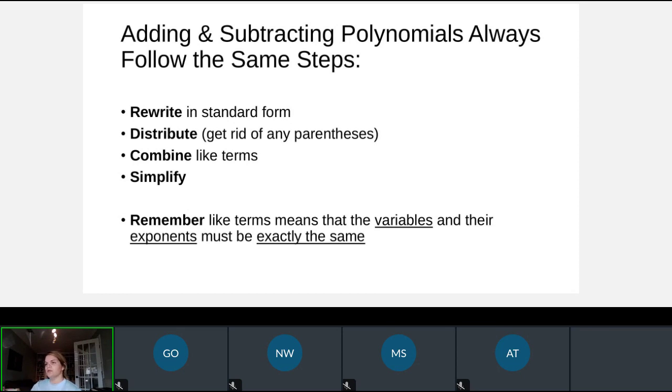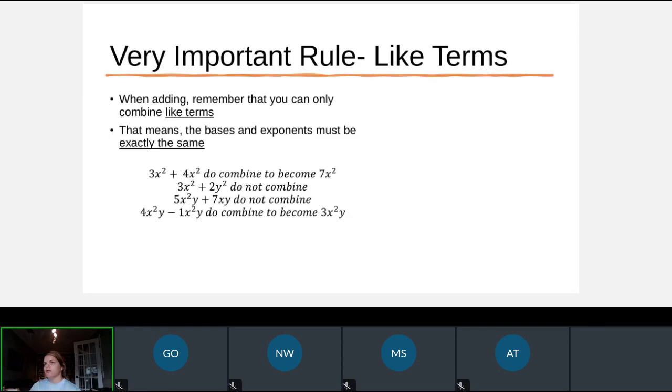Then you're going to distribute to get rid of any parentheses. This is definitely important in subtraction. You're going to combine your like terms and simplify. So key piece here, remember that like terms means the variables and their exponents have to be exactly the same. Let's take a look at some, and I'm going to have you help me.